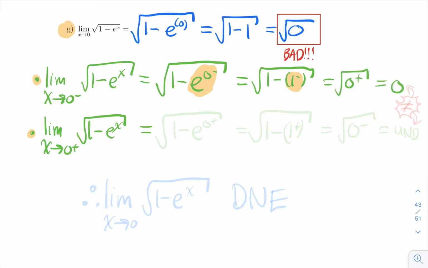What about the right limit? So if you plug 0 plus, you get e to the power of 0 plus. E to the power of 0 plus is a number close to 1, but slightly bigger. Use your graph.